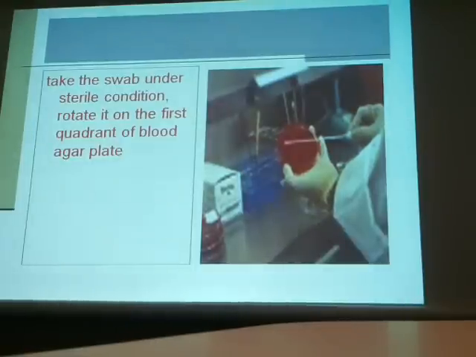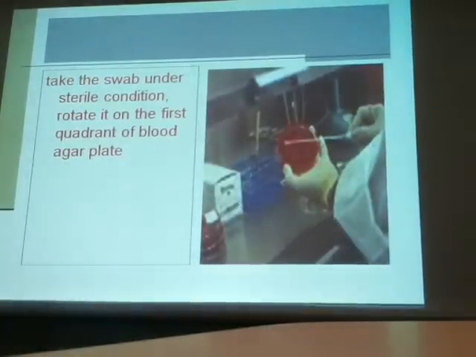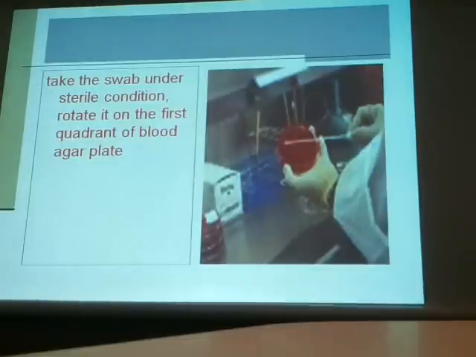To study the hemolysis pattern, we have three patterns of hemolysis: alpha, beta, gamma. Beta is complete degradation of the RBCs around the colony, giving us a whitish halo around the colony. Alpha hemolysis gives a greenish color, and gamma means there's no hemolysis. So it's very important to study the hemolysis pattern around the colonies, which is why we use blood agar.